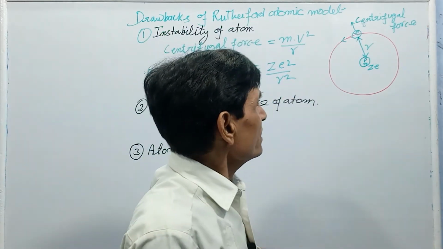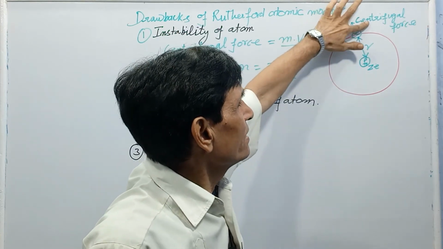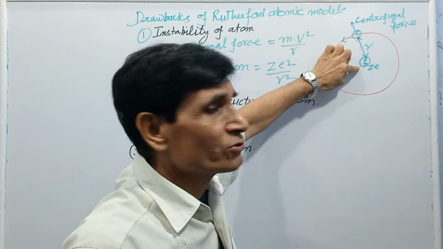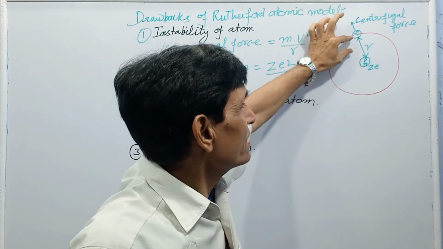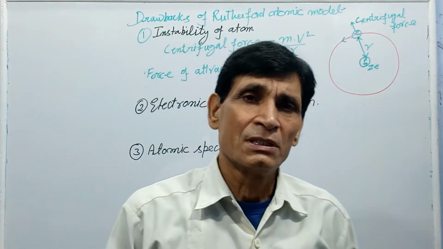Now one force is acting downward and centrifugal force is acting outward. This force prevents the electron from falling into the nucleus. This attractive force is balanced by centrifugal force.